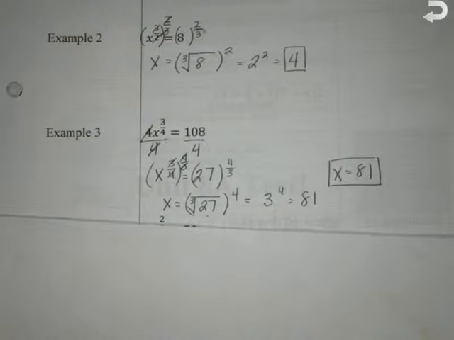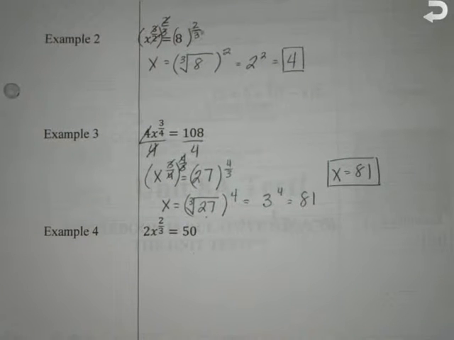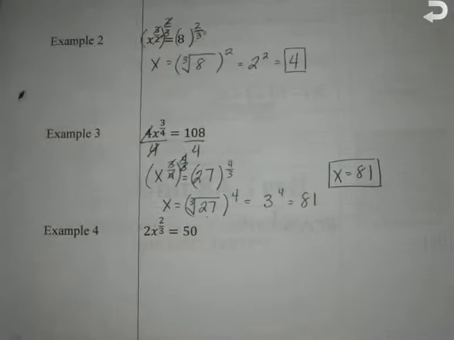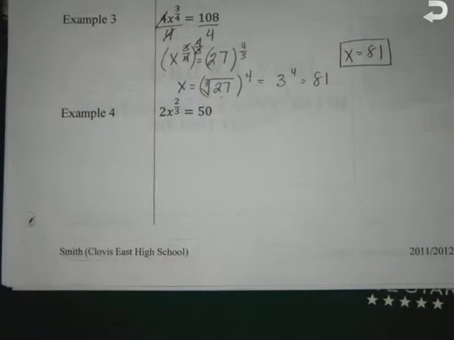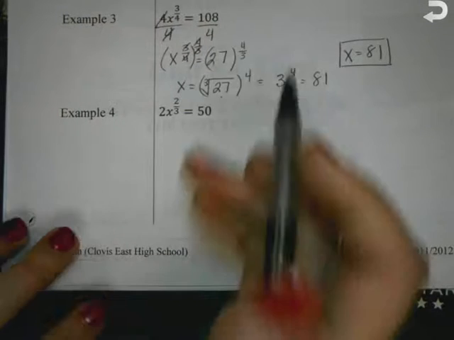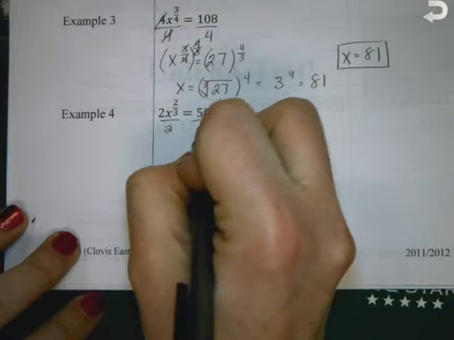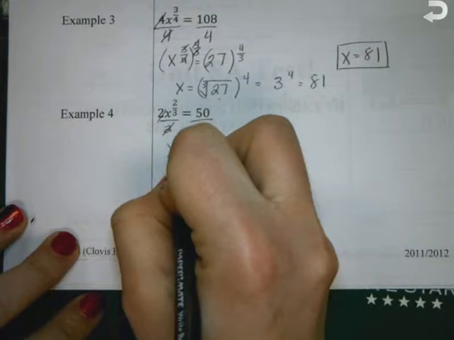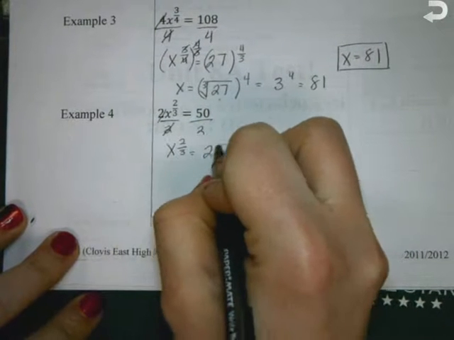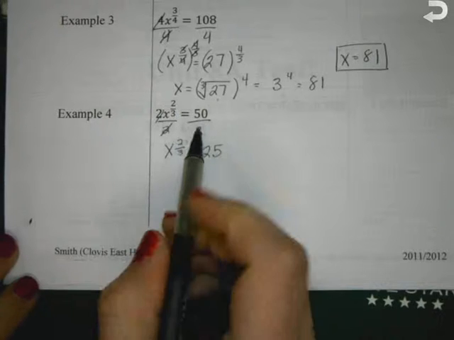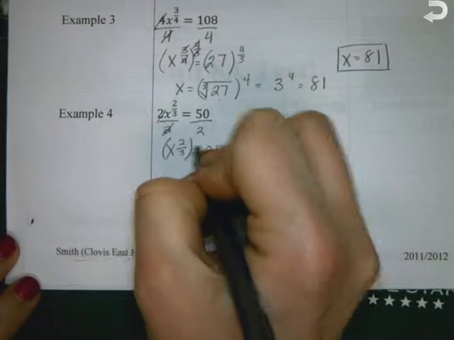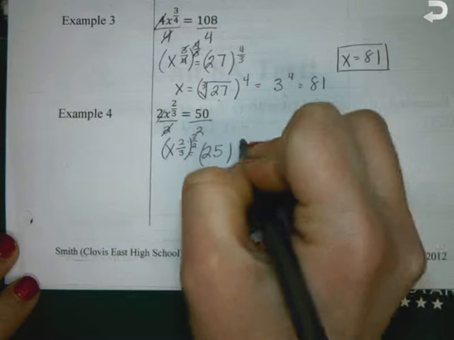Example 4. Okay, guys. What do I do first here? Divide by 2. Good. So we get x to the 2/3 equals 25. And then we want to get rid of this exponent of 2/3, so I raise the whole thing to the reciprocal, which is 3/2. So all of these guys cancel.